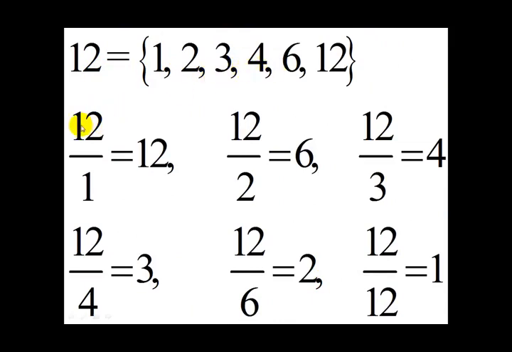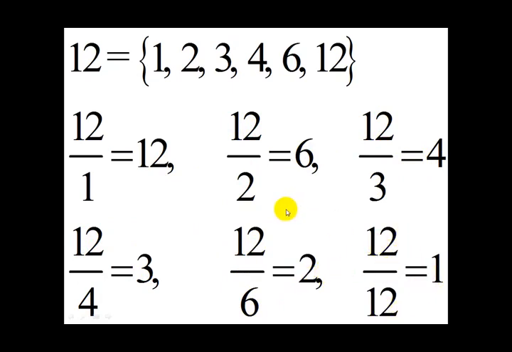When we divide 12 by 1, the answer is 12. The remainder is 0. When we divide 12 by 2, the answer is 6. No remainder. When we divide 12 by 3, the answer is 4. Leaving no remainder. When we divide 12 by 4, the answer is 3. 12 divided by 6 equals 2. And 12 divided by 12 equals 1.